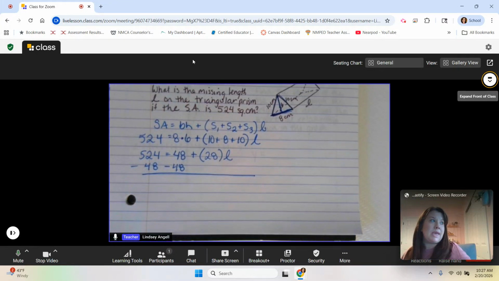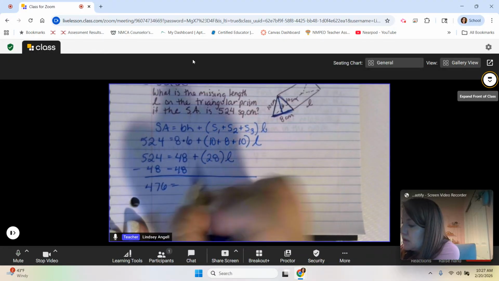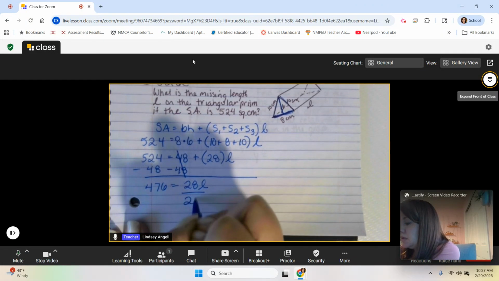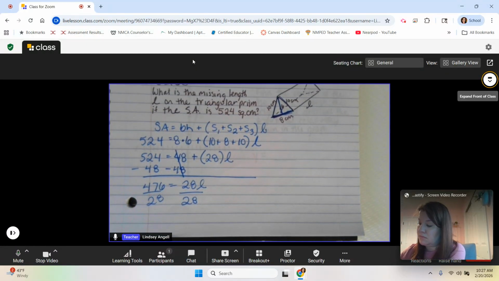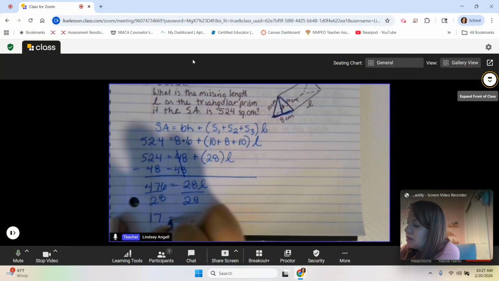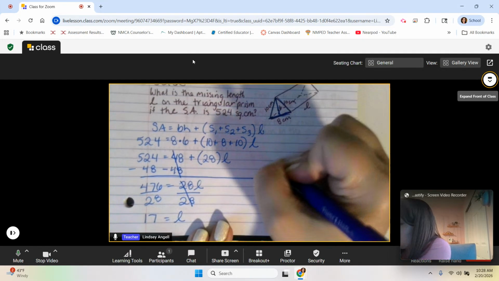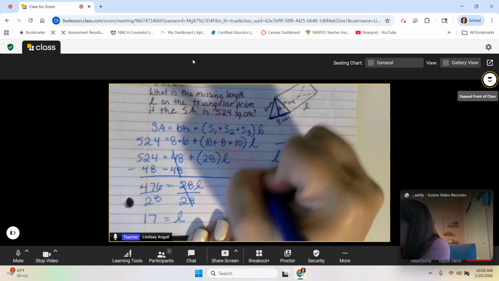I'm going to get it set up in my calculator because eventually I'm going to want it for the division. So I've got 524 minus 48. That gives us 476 equals, and then these ones will cancel, and then we have 28 times L. So I'm going to divide both sides by 28. That gives me 17 on the left, and then those cancel on the right, and I'm left with the length. So the length is equal to 17, and once again, we're talking centimeters. So that would be your final answer.